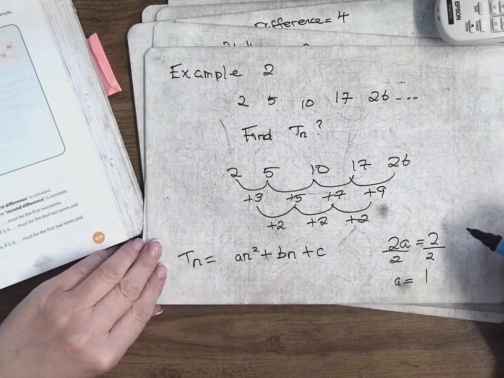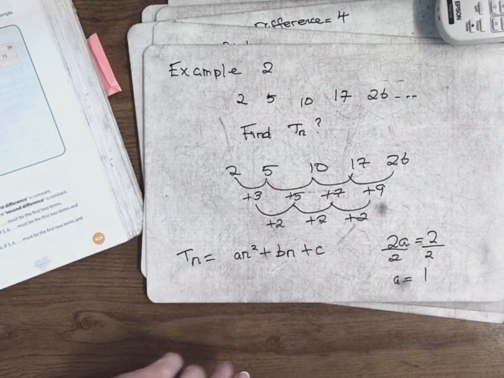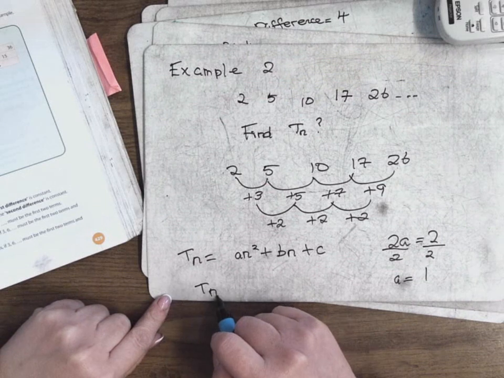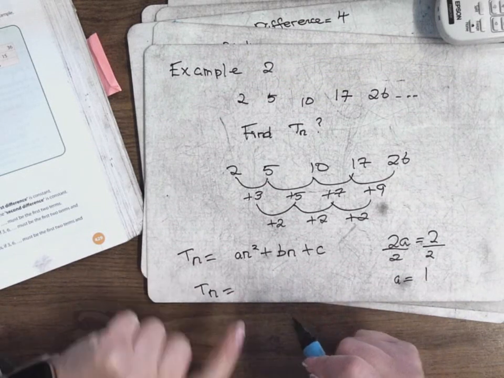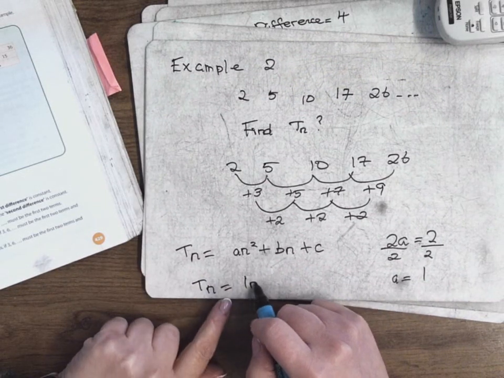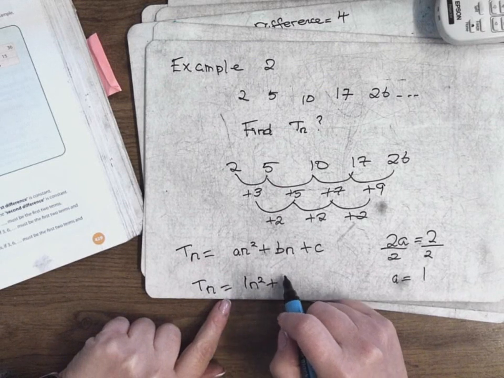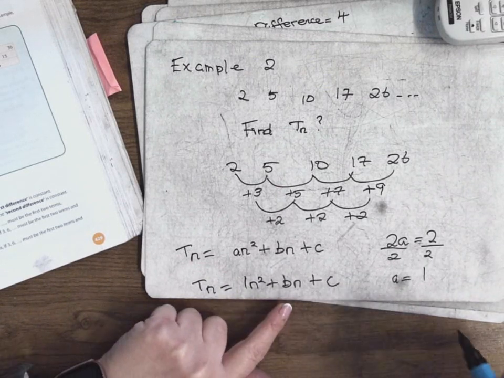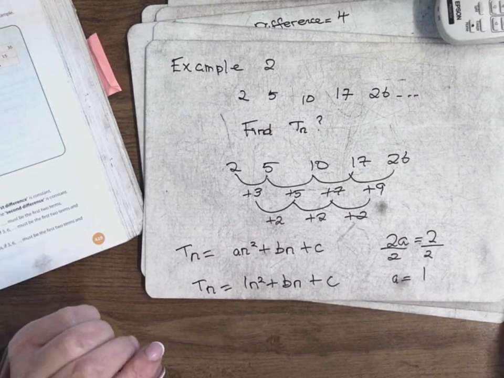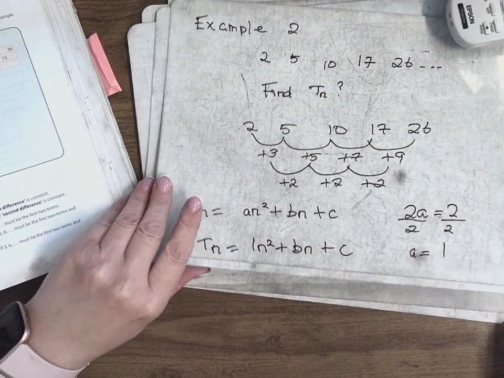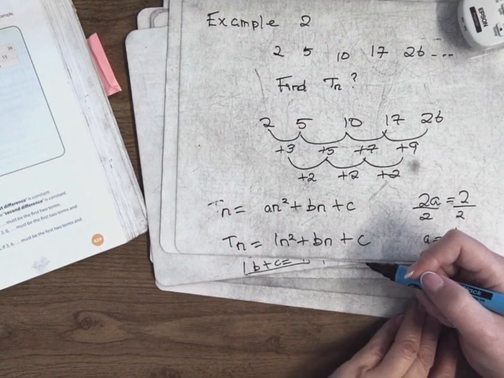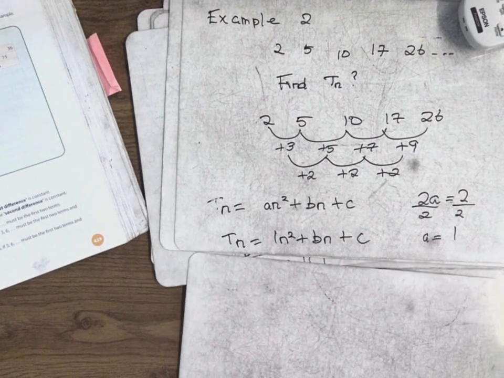Are we okay? Yeah. So that means Tn, I've just figured out that a, so that's 1n squared. Now I have to go further and find out what bn is and what c is. I have to find out what b is and what c is. Okay? So I find out what b and c are by using term what? Term 1 and term 2. Right?